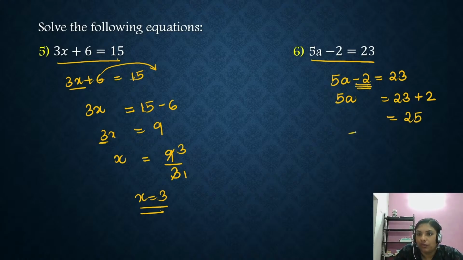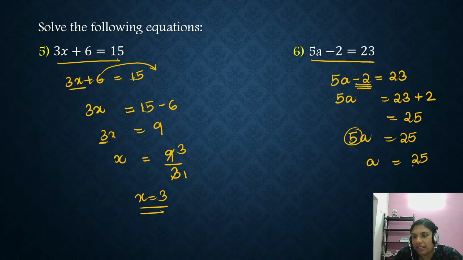Now 5a is equal to 25. What will happen to our a? a is equal to 25. Here, into 5 will become divided by 5. 5 1s are 5. 5 5s are 25. So, a is equal to 5 is the solution.